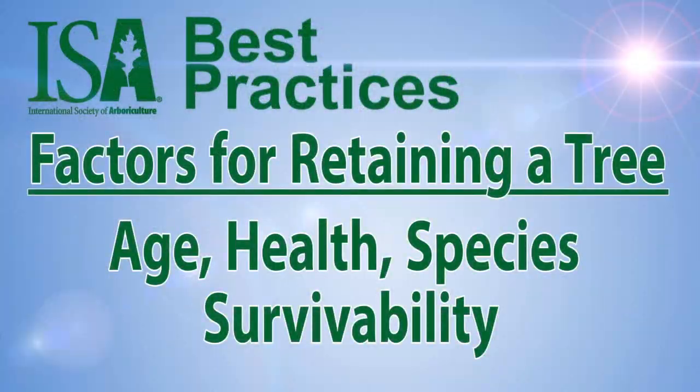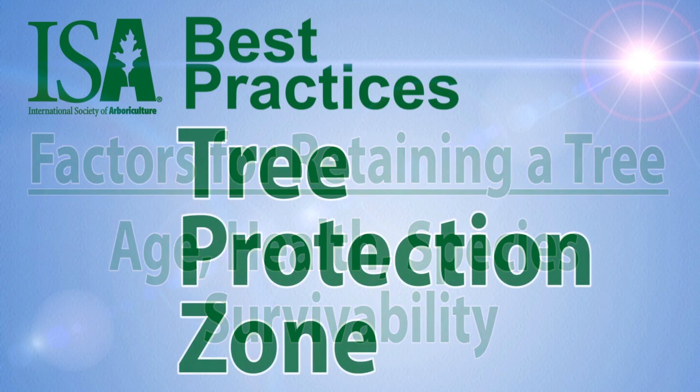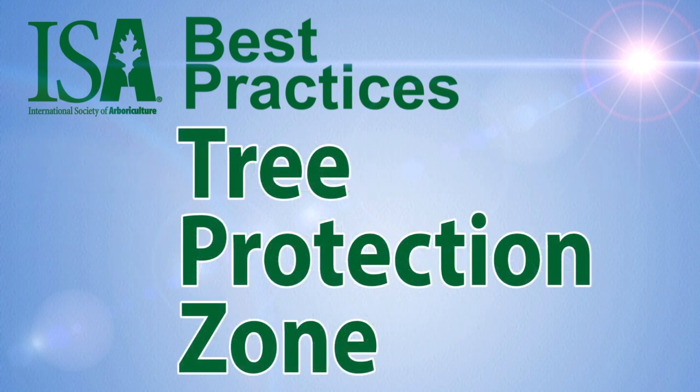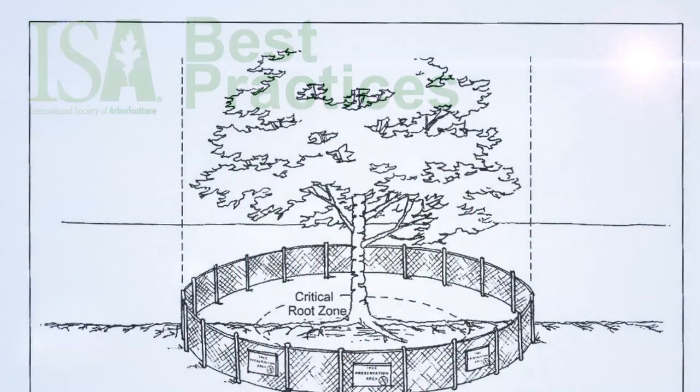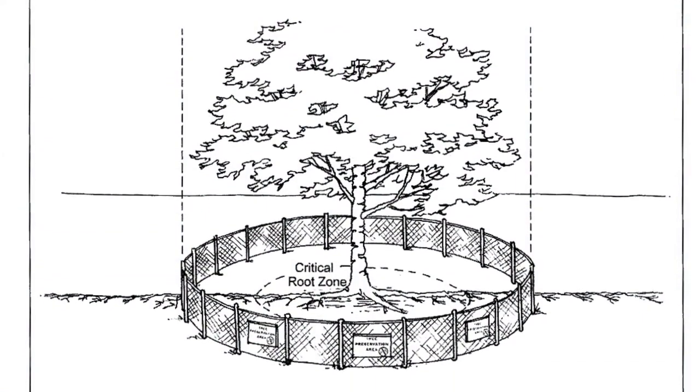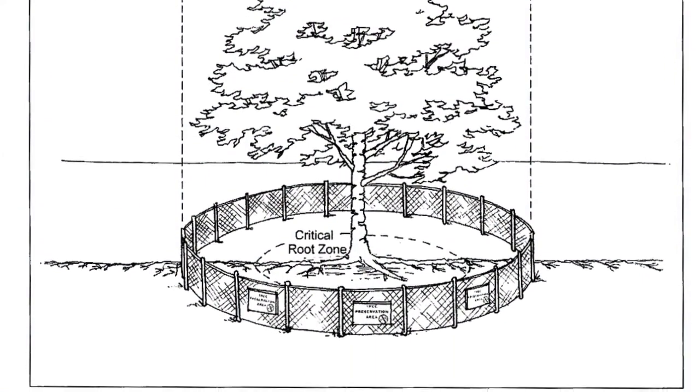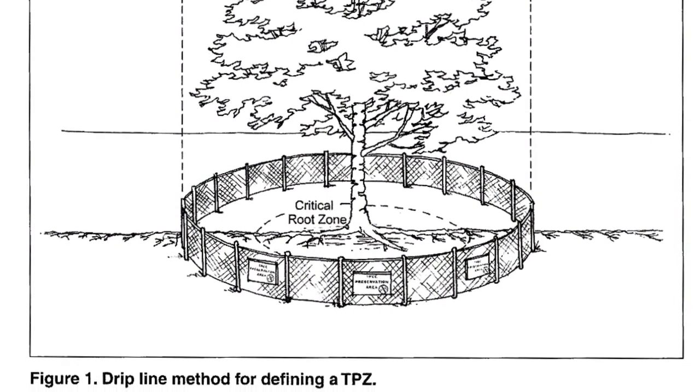Factors such as age, health, species characteristics, and the likelihood of tree survival must be considered. Once a tree has been identified, a tree protection zone should be established. The TPZ is an area around the tree that is intended to protect roots and soil that are essential for tree health and stability. For trees with spreading canopies, the area within the tree's drip line is often used as the perimeter of the TPZ.